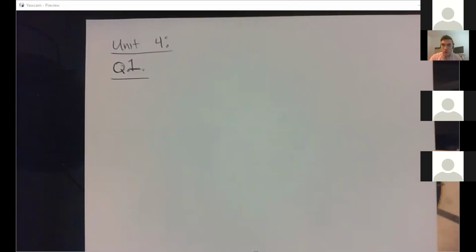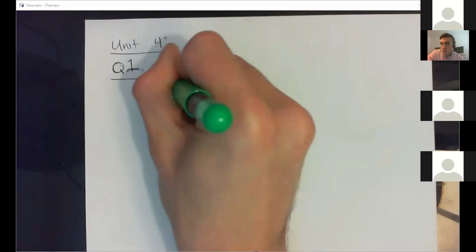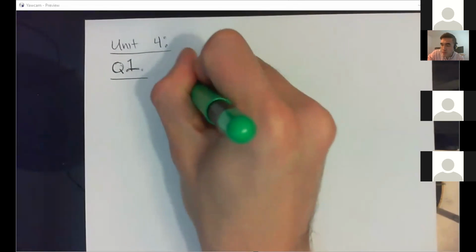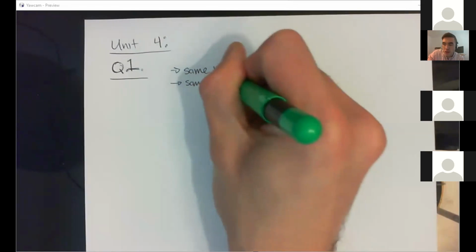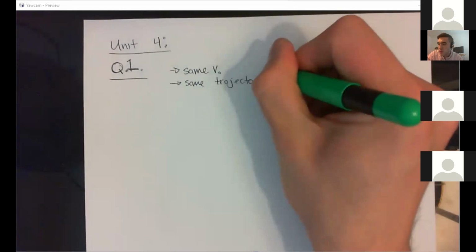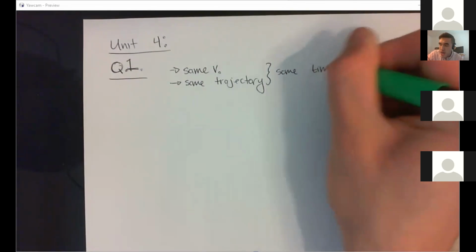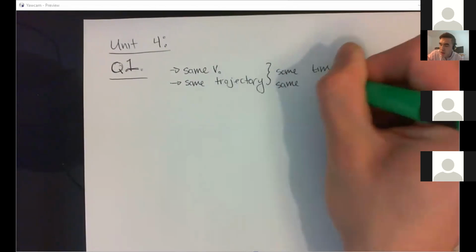The reason why we were able to do that is that projectile motion doesn't depend on mass. So it literally does not matter what the mass of the rocket is. If these are both shot upwards with the same initial velocity, same trajectory, and all I mean by trajectory is their angle, and in this case the angle is 90 degrees because they're shot upwards, means that both of these are going to be in the air for the same time and reach the exact same height.